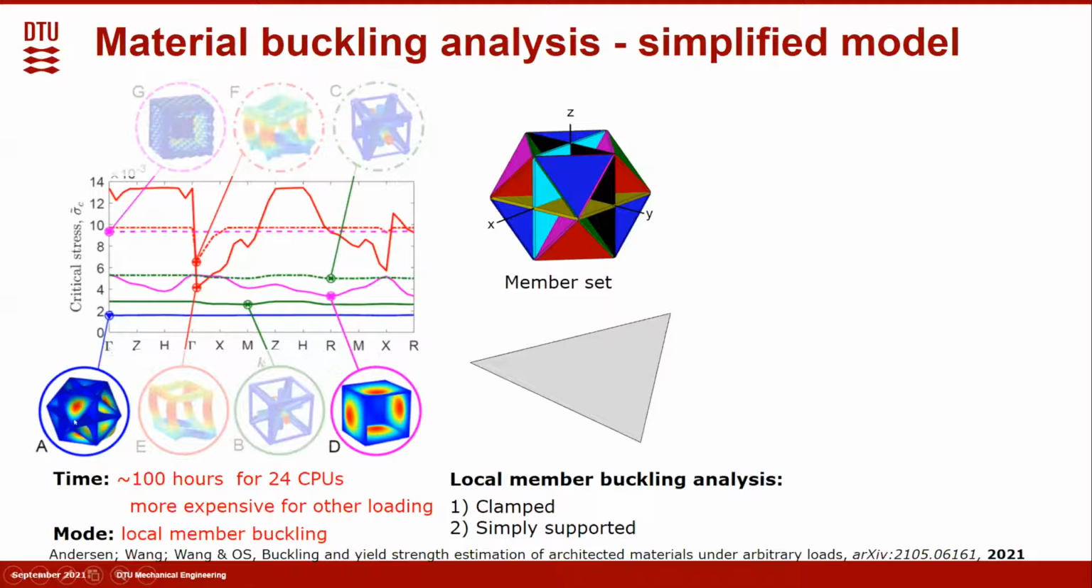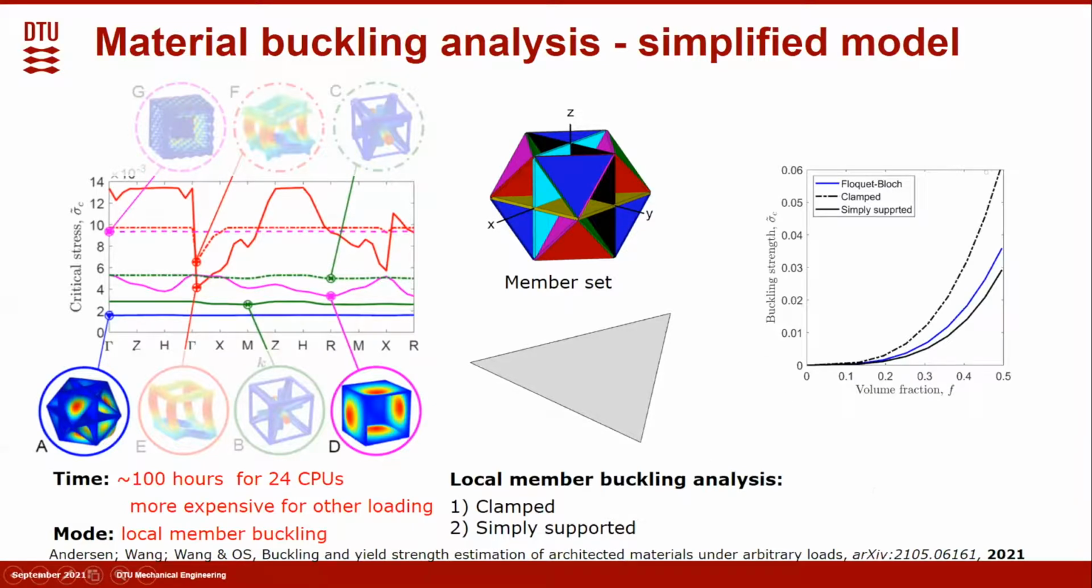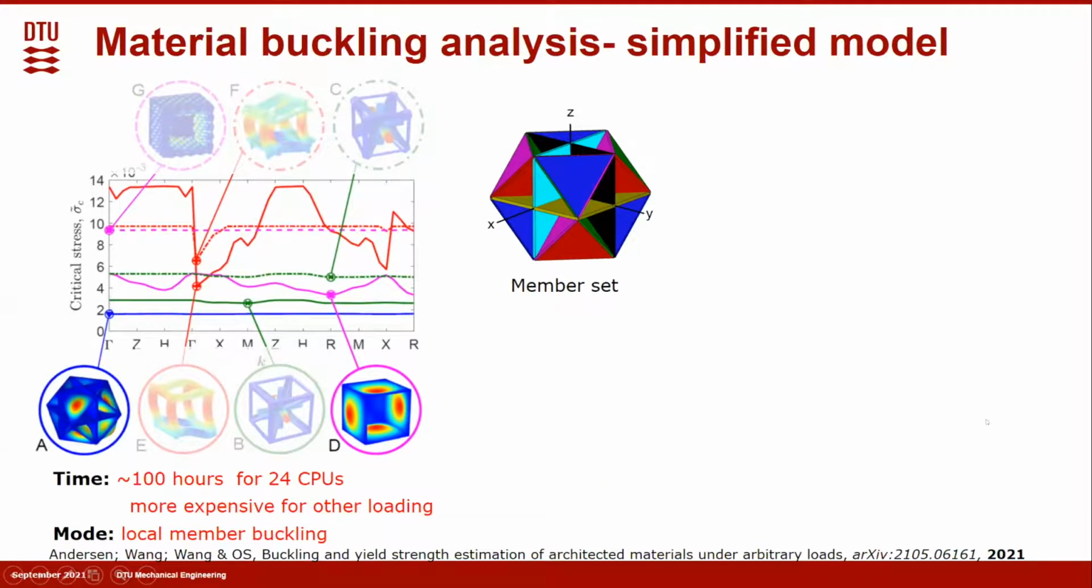The material buckling mode in both cases shows that the critical buckling load is dominated by local member buckling. Therefore, we can classify the microstructure member sets according to their laminate directions and perform a local member buckling analysis based on the stress at each local member set. Here we consider two boundary conditions, clamped and simply supported. This image shows the corresponding result. We can see the clamped boundary condition overestimates the buckling strength, and the simply supported underestimates buckling strength.